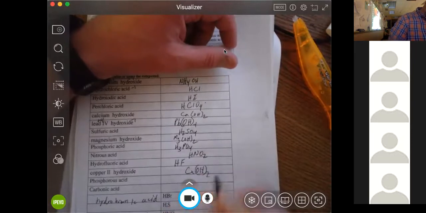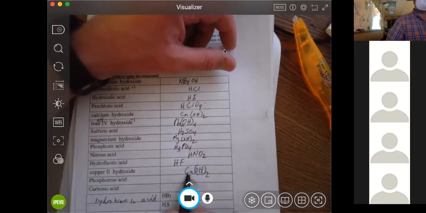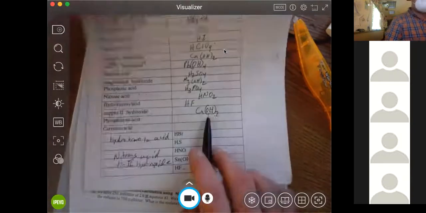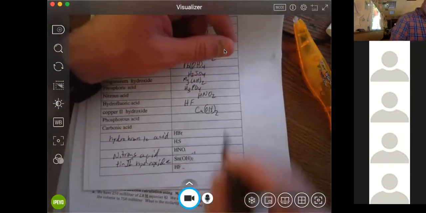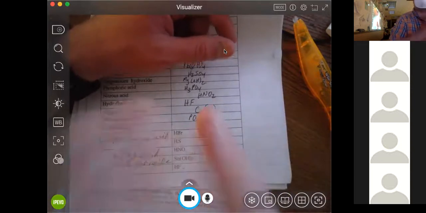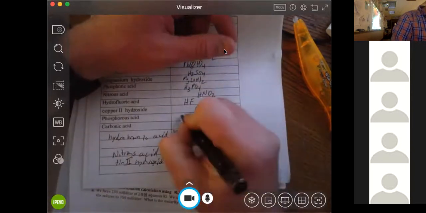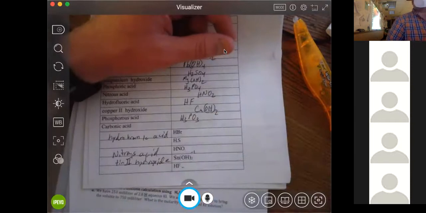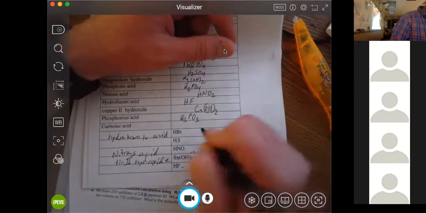Copper 2 hydroxide means that the charge of copper is 2, so we need 2 OHs because each one has a -1 charge. Phosphorus is phosphite, so that's PO3 with the 3-. We need 3 hydrogens to get the 3 out. Carbonic is carbonate.